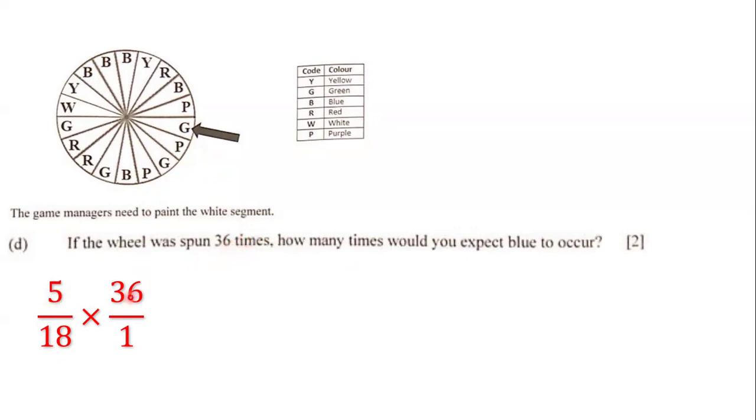And so what we're going to do is say 5/18 multiplied by 36. We put 36 over 1. So what is 5 times 36? Well, 5 times 36 is 180. And what is 18 times 1? Well, 18 times 1 is just 18. So we have 180/18. And so we divide these two. That gives us 10. So that means if the wheel was spun 36 times, we can expect blue to occur 10 times. And that's the answer to this question, 10.